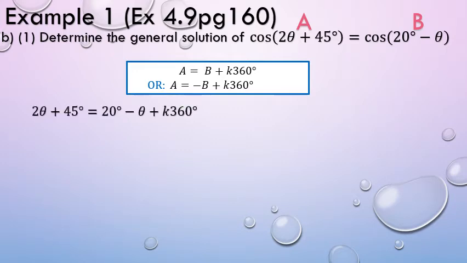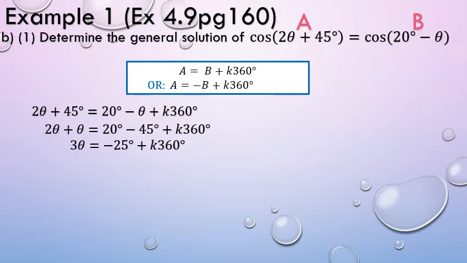So A is equal to B plus K360. And instead of A, I've written 2 theta plus 45 degrees equals, instead of B, I've written 20 degrees minus theta. Now let's kick our 1 theta over to the other side of the equation, take our 45 over, simplify to get 3 theta equals negative 25 degrees, and last but not least, divide everything, even the 360, by 3 in order to get theta all by itself. And we end up with -8,33 degrees.